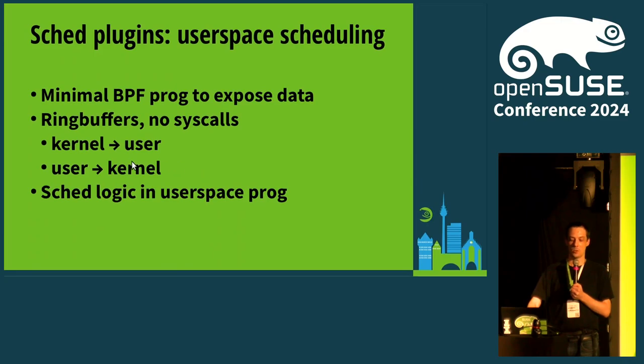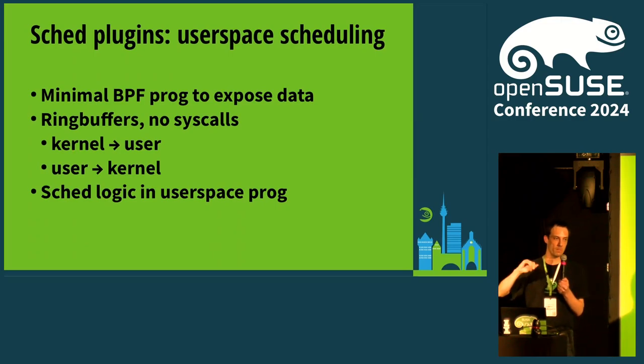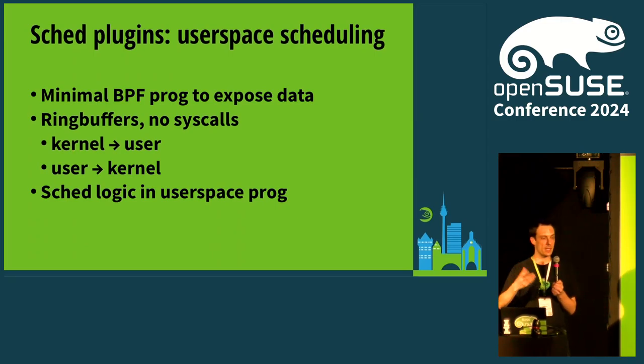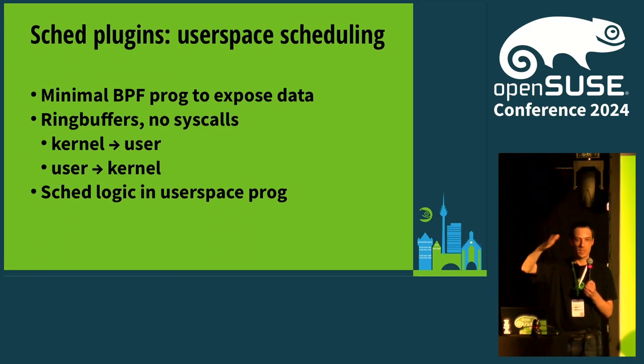One is to send data from kernel to user, which is something that you may have seen in other contexts. For example, there is a tool called ftrace or a tool called perf, the profiler, and you have all this kernel data that you see in those ring buffers. So looking at kernel data from user space, okay.